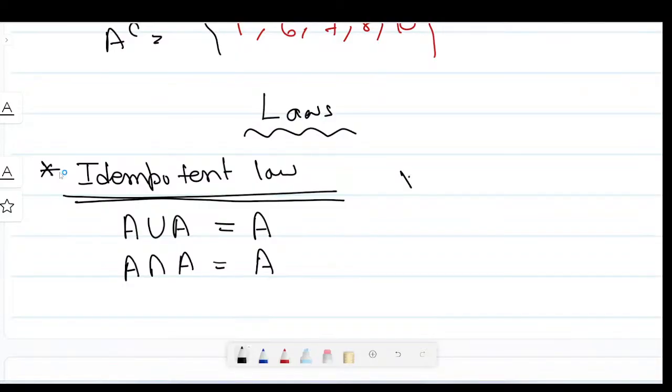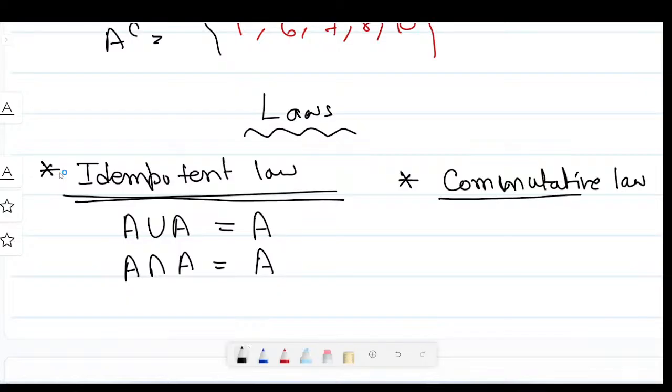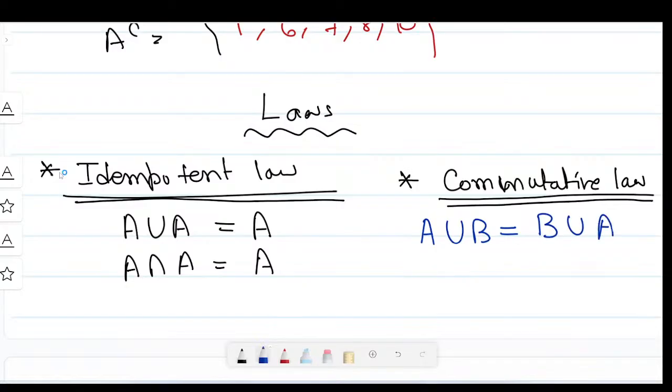And next is the commutative law. Commutative law means if I take two sets A and B, and take the union of them, and then I just reverse the positions of A and B, the result will be the same. The same holds for intersection: A intersection B equals B intersection A. These two are the properties of the commutative law.